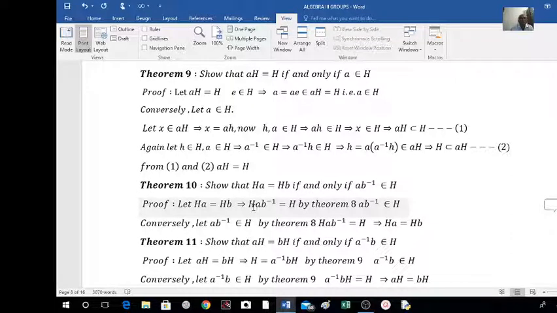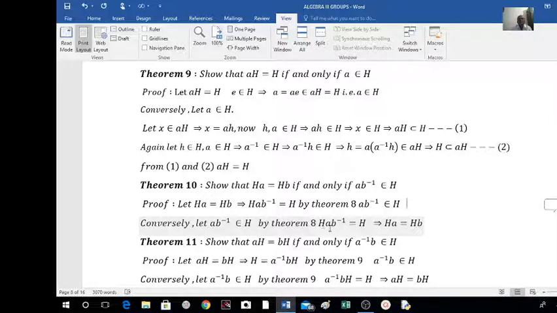Then this looks like HA equal to H. If I apply theorem number 8, then I can write a belongs to H, so that a b inverse belongs to H. Conversely, since theorem 8 is an if and only if statement, the reverse can also be written. Or if you want to write it in one line, we can write conversely: let a b inverse belong to H. Again think that this is equal to a. a belongs to H means HA equal to H.